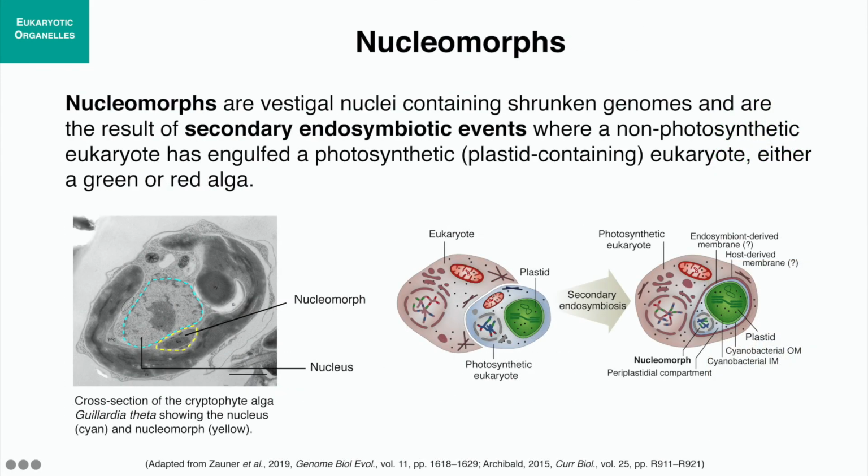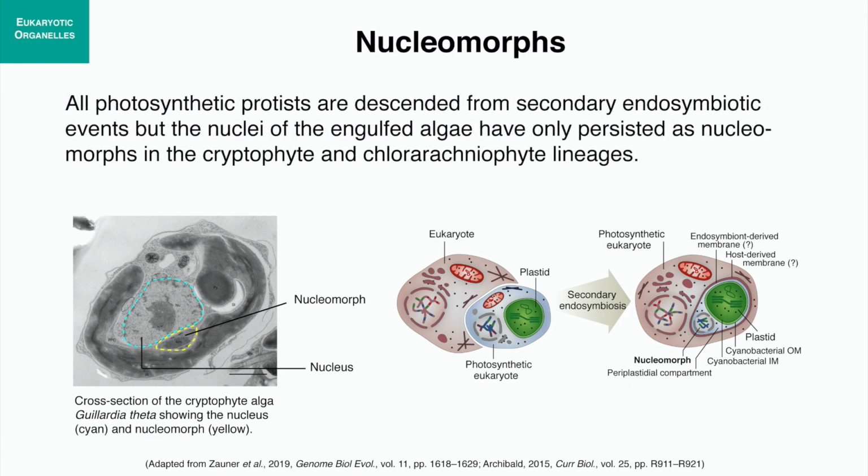Nucleomorphs are vestigial nuclei containing shrunken genomes and are the result of secondary endosymbiotic events, where a non-photosynthetic eukaryote has engulfed a photosynthetic eukaryote, either a green or red alga. All photosynthetic protists are descended from secondary endosymbiotic events, but the nuclei of the engulfed algae have only persisted as nucleomorphs in the cryptophyte and chlorarachniophyte lineages.